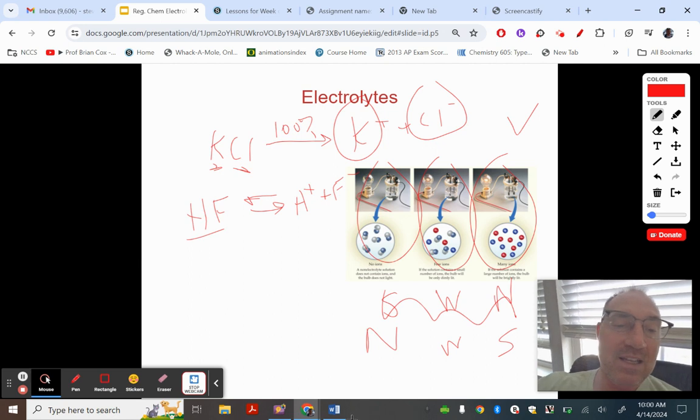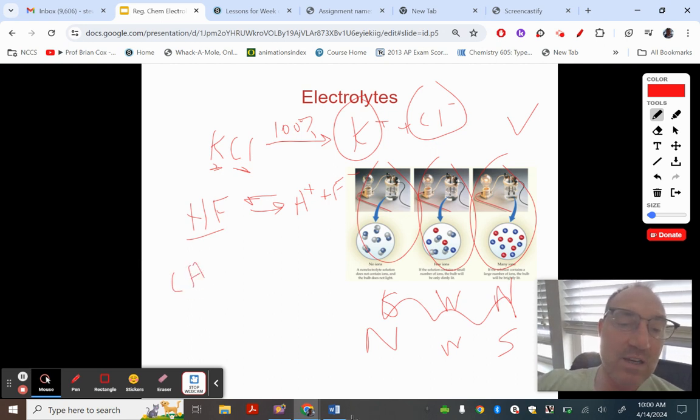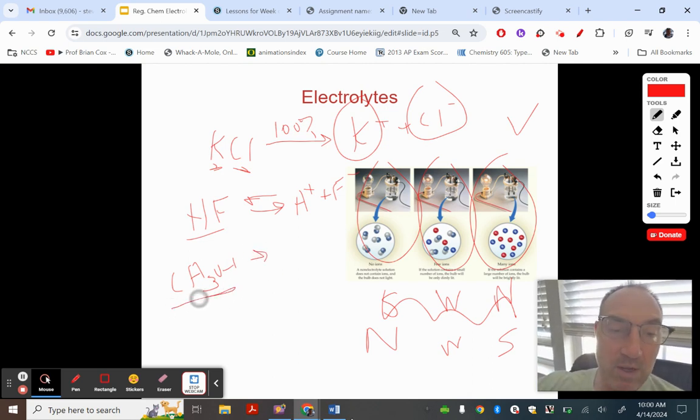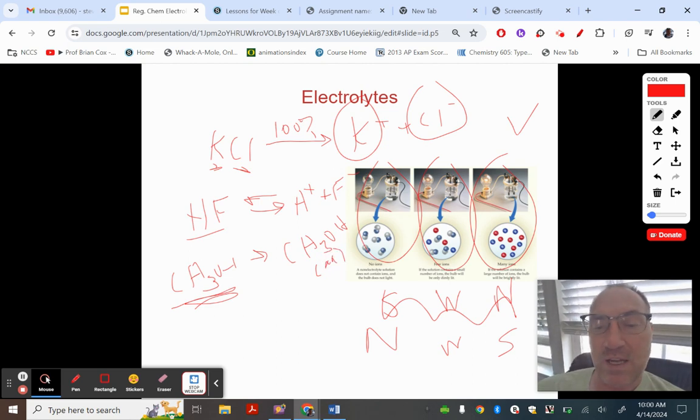And then finally this would be methanol, which a lot of you did your projects on. You did a nice job for the most part. And it doesn't break up at all, and the reason is no ions are present. So this would just be CH3OH aqueous. It dissolved, but doesn't break up into ions.